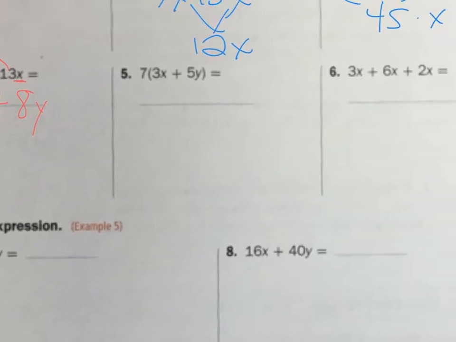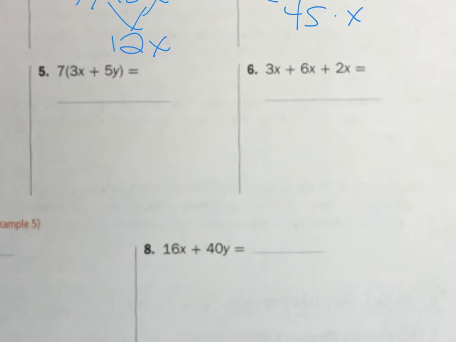Number 5. It's a distributive property. Okay, so I'm going to distribute the 7 to the 3 and then the 7 to the 5. Okay, so 7 times 3 is 21x plus 7 times 5 is 35y. Now we look at the terms, and this is an x term and this is a y term. So they are not like terms. They cannot be put together. Number 6, I have 3x plus 6x plus 2x, and that's an x, x, x. It's all addition. Put them all together, I get 11x.